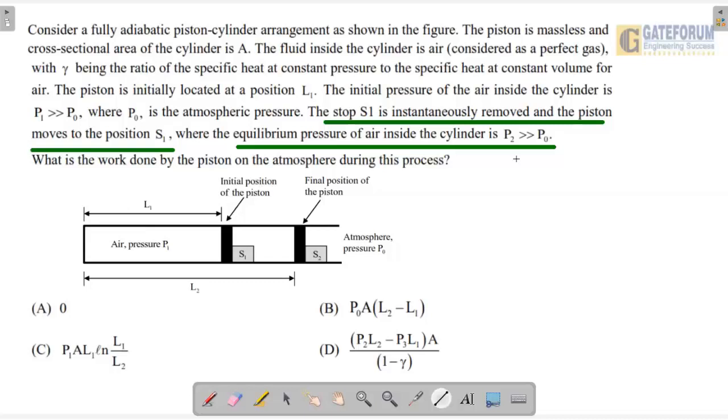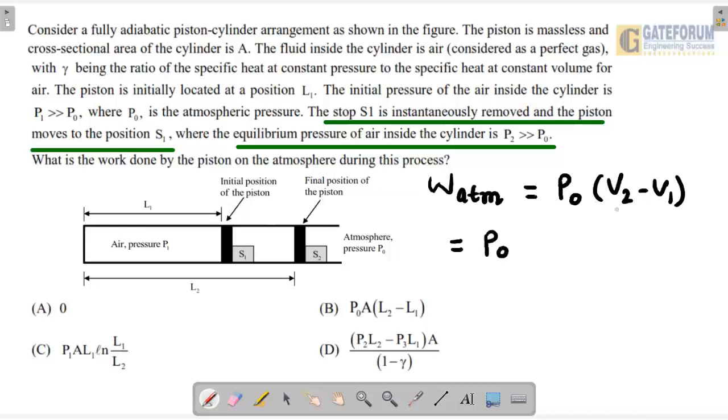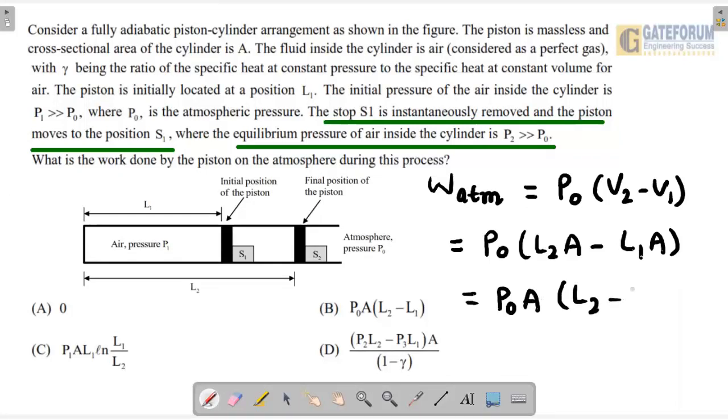So guys, it is very easy. We know the work done on the atmosphere. In this, always remember, we have to consider the atmospheric pressure and change in volume. Right, atmospheric pressure and change in volume. So we know P0 and V2, we can easily write, guys. V2 is nothing but L2 into area, minus L1 into area, the same area. So this is going to be your P0 A (L2 minus L1).